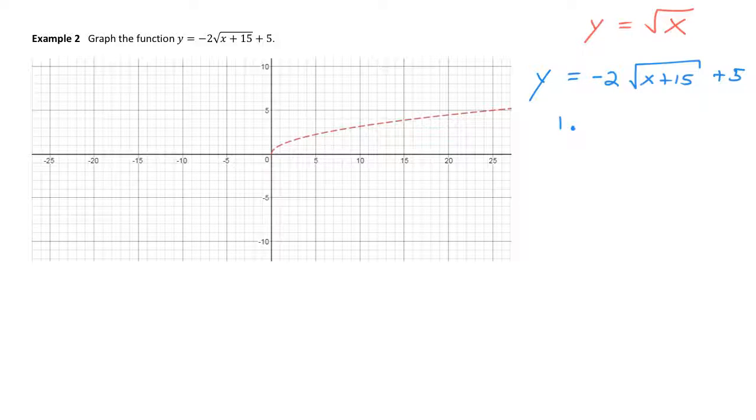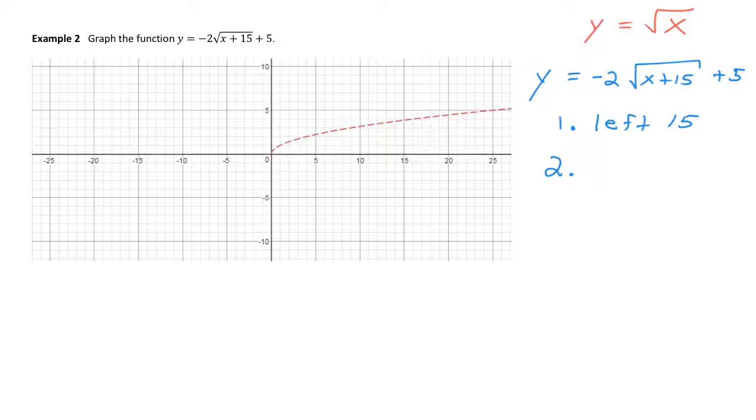So starting with, well, inside the function, we have x plus 15. I know this is going to be a horizontal shift. And since it's a plus 15, it's going to go to the left, the opposite of what I expect. So the first thing is the graph goes left 15 places.